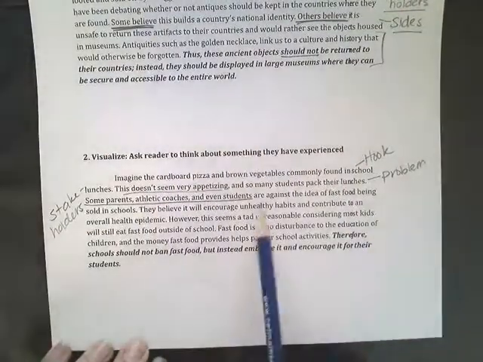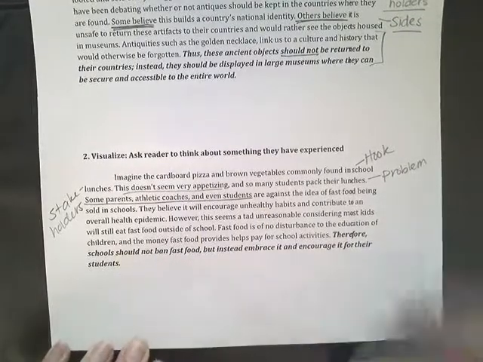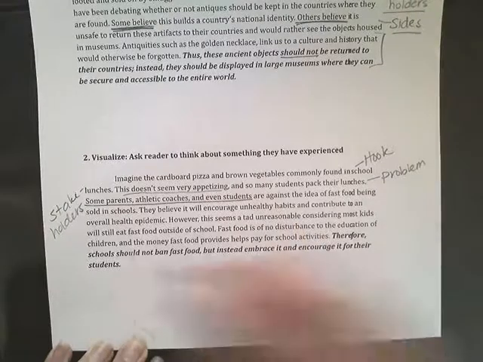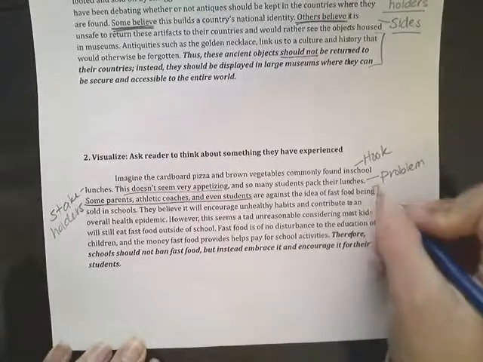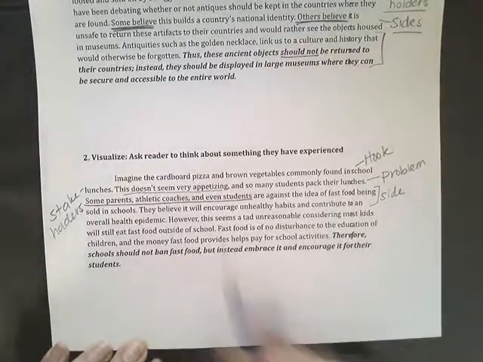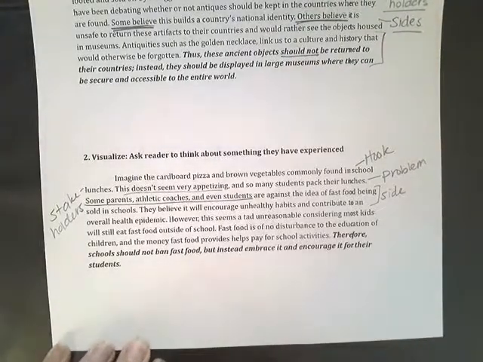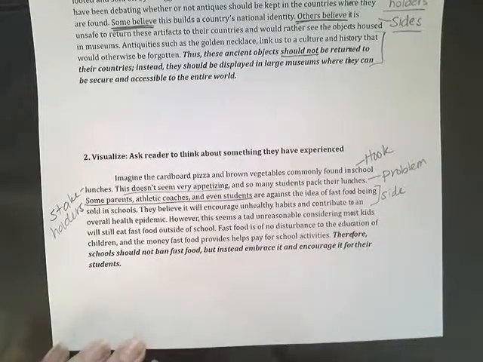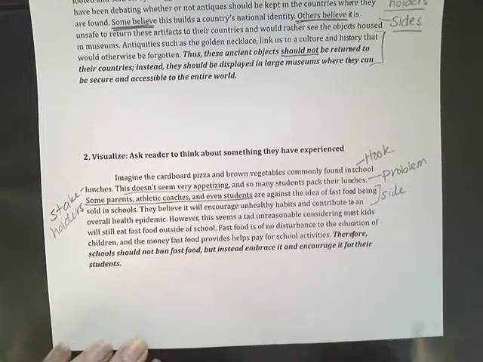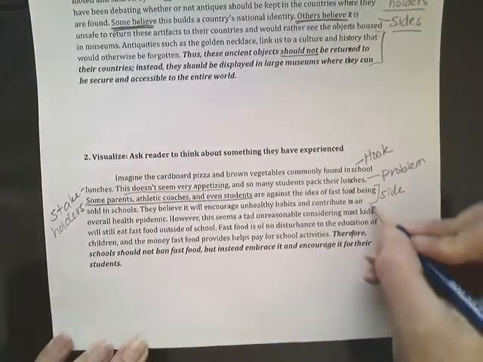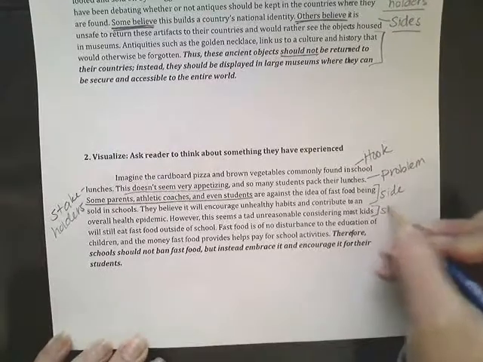And then it says they're against the idea of fast food being sold in schools. They believe it will encourage unhealthy habits and contribute to an overall health epidemic. So that right there is one of the sides. And then it says, however, that seems a tad unreasonable, considering most kids will still eat fast food outside of school. Fast food is of no disturbance to the education of children, and the money fast food provides helps pay for school activities. So again, I think this sentence here is the other side.